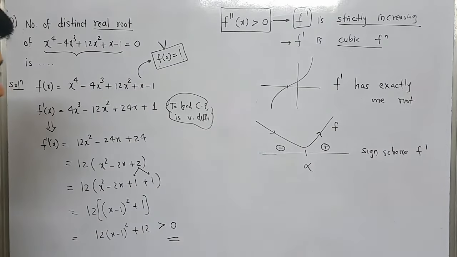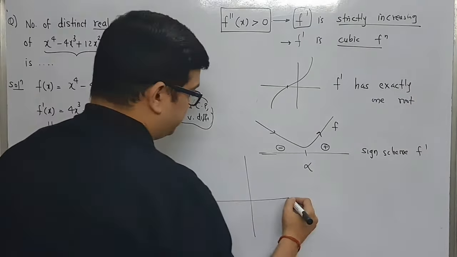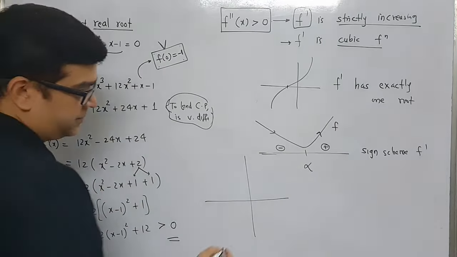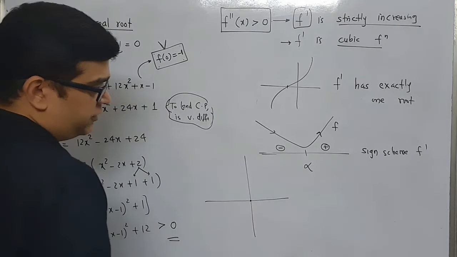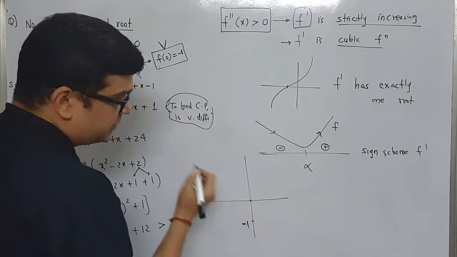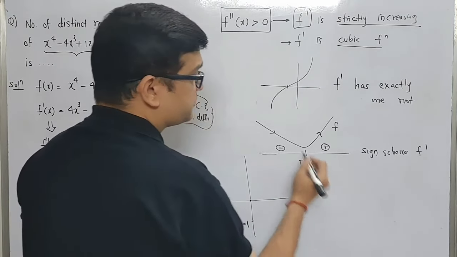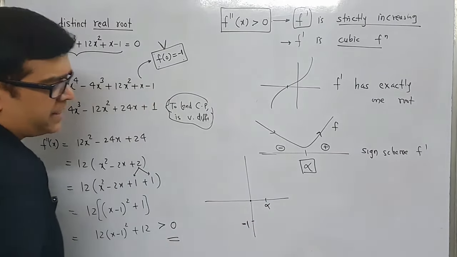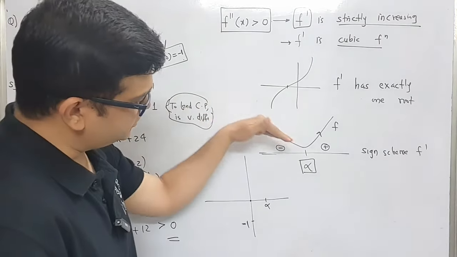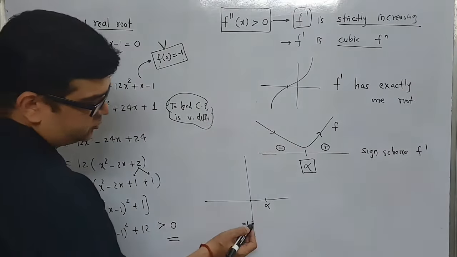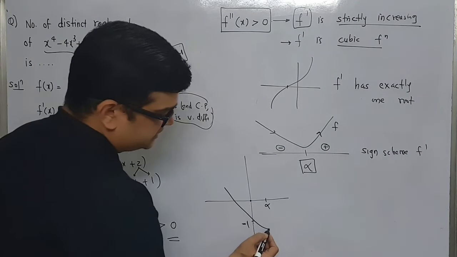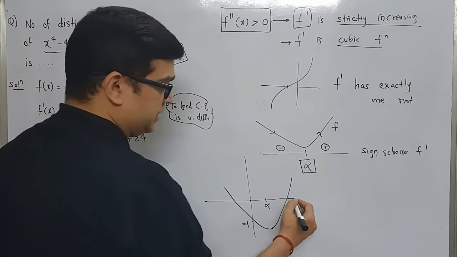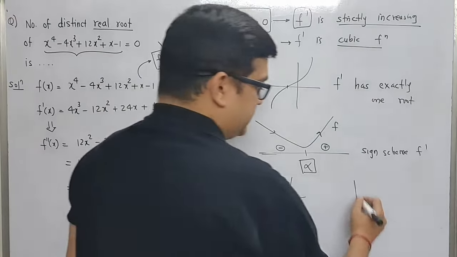Now let us try to imagine the graph of f. If you remember, f(0) was 1, so at x equal to 0 the function value was 1. And alpha is a certain real number, let's say here. Till alpha the function is decreasing, and the function has to pass through this point. So it will decrease till alpha, and once alpha is reached, it is going to increase like this.